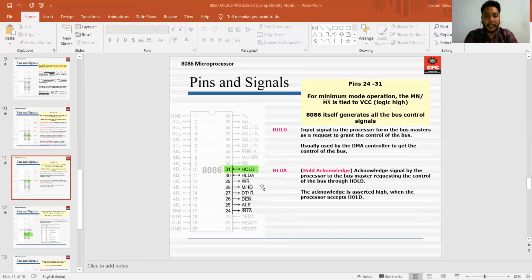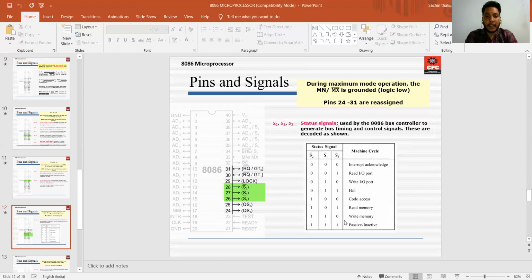Now, next pin is pin number 30, HLDA. HLDA stands for hold acknowledge. The function of this pin is to indicate that 8086 has entered into the hold state, means the 8086 microprocessor enters into the hold state. This acknowledge is asserted high when the processor accepts the hold signal.